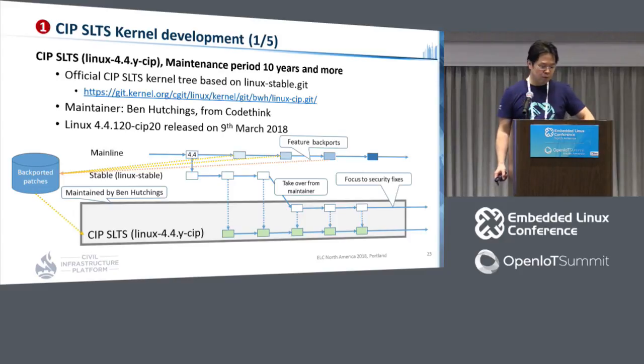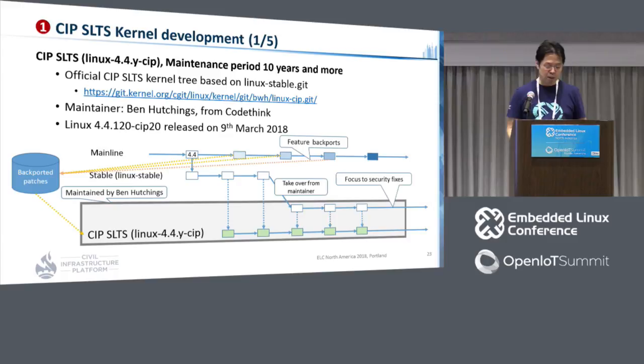So when we started the CIP, we needed to select the kernel versions. And at that timing, we selected Linux 4.4 as our first CIP long-term support kernel. And we also hired a maintainer from community, and Ben Hutchings from Codethink is our CIP super long-term support kernel maintainer. And Linux 4.4.120-cip20 was just released on March 9th.